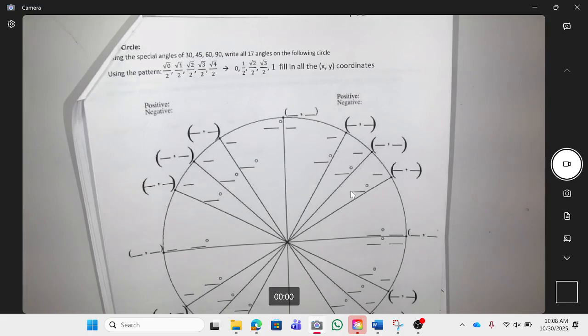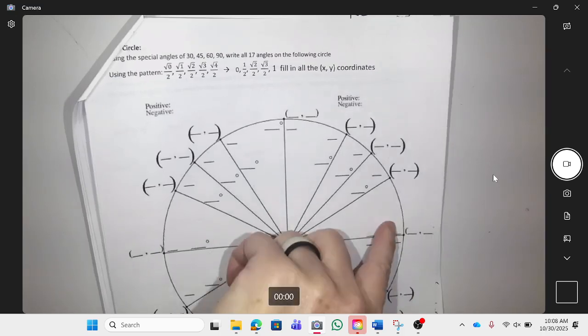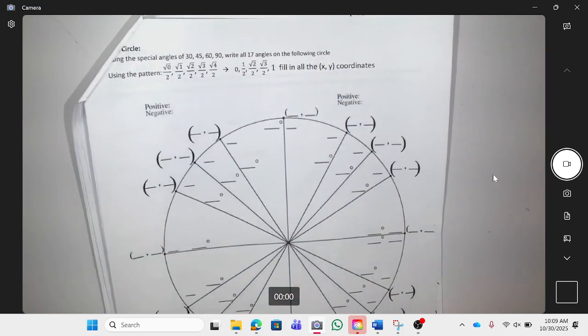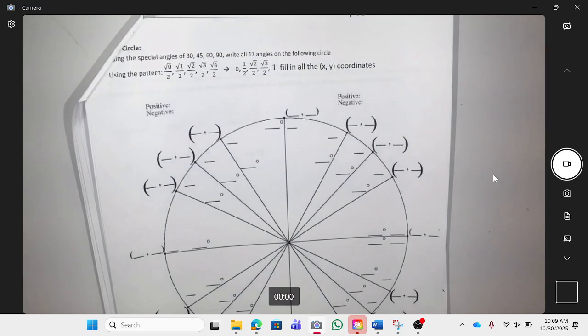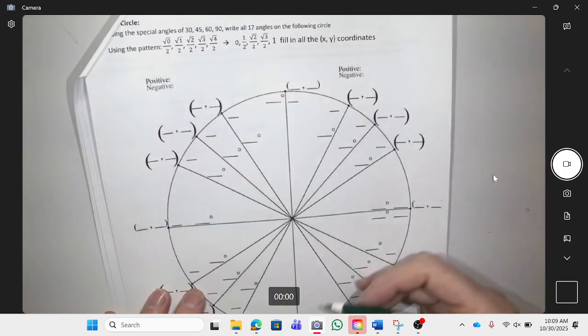Okay, so here's what I'm going to get you to do. I know that some of you will want to go around the clock this way, but I'm going to teach you about reference angles because everything always goes back to a reference angle. So let's go the 4 quadrants first here.